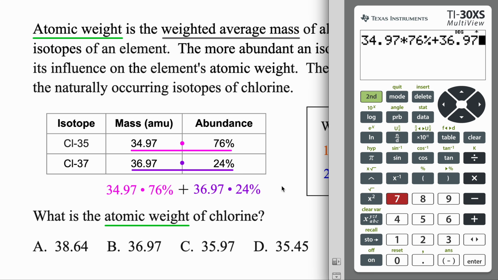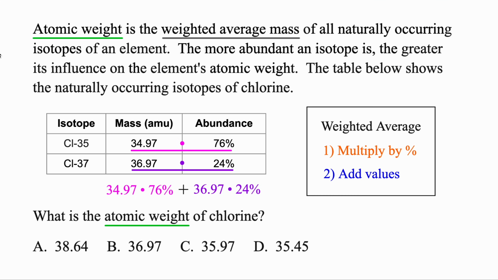And that one shows up 24% of the time, so multiply that by 24. Again, second this button to get the percent, and we're good. Go ahead and hit enter. So this is the final answer, 35.45. That is the atomic weight of chlorine here.